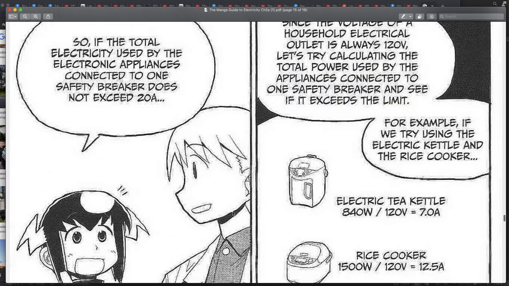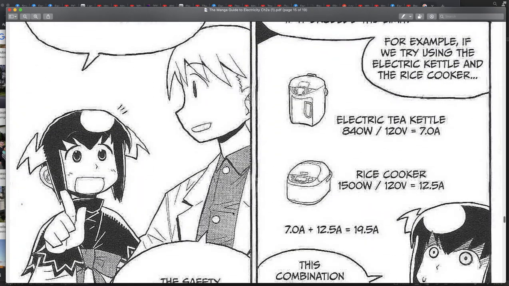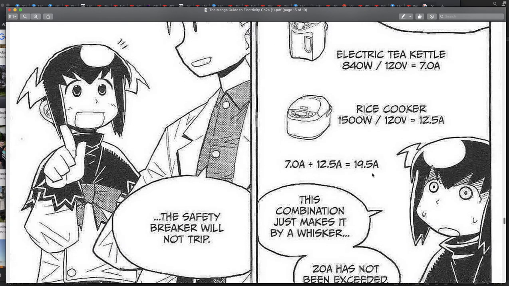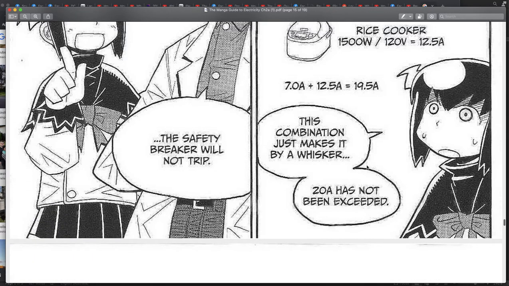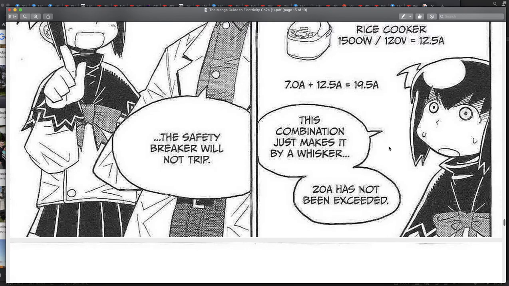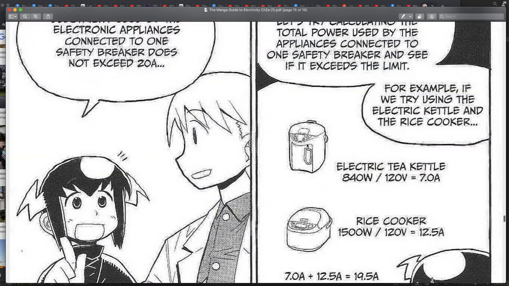Okay, so what they're going to talk about is that if this girl, I can't remember her name, if she has the tea kettle and she has the rice cooker on at the same time, it's too many amps, right? 20 amps, too many amps. And there's a reason why. Zoa, there you go, that's her name. So you can't have everything running at the same time, because otherwise it might trip your circuit breaker.